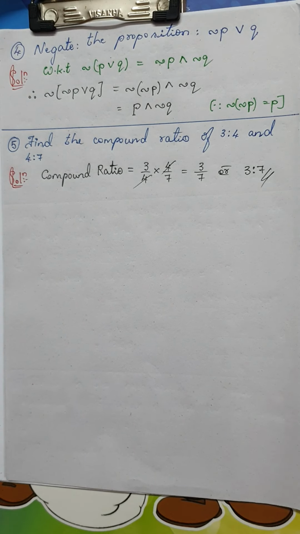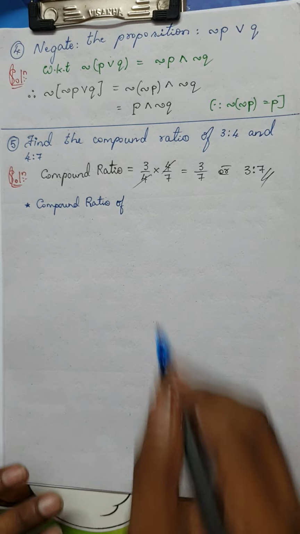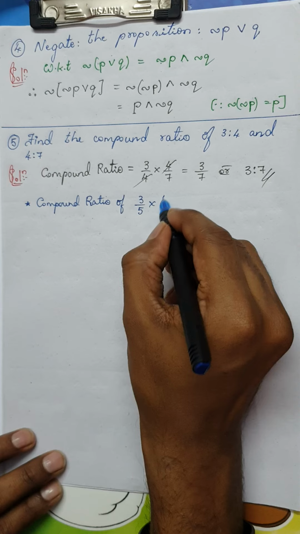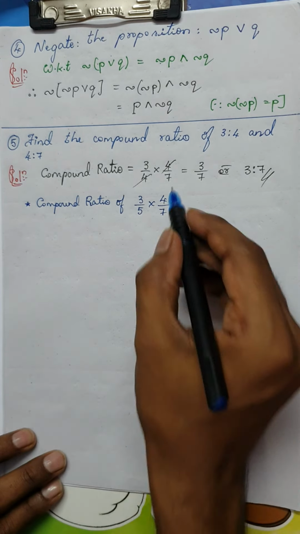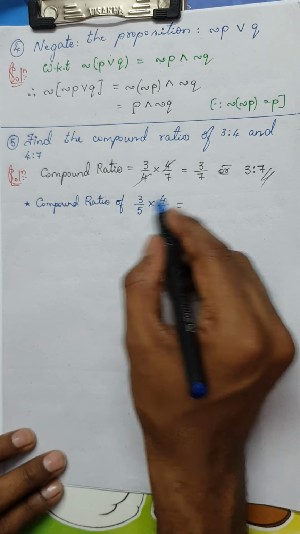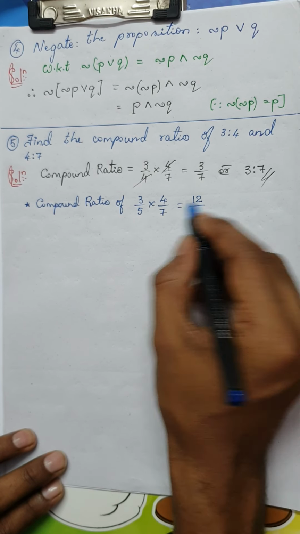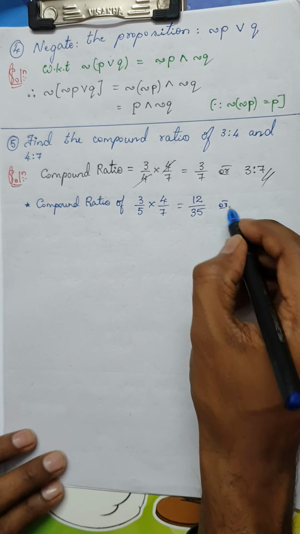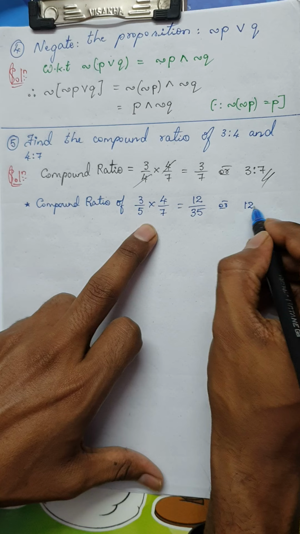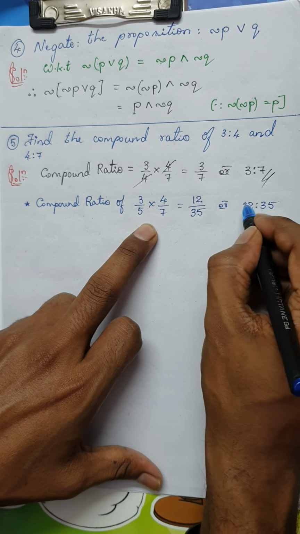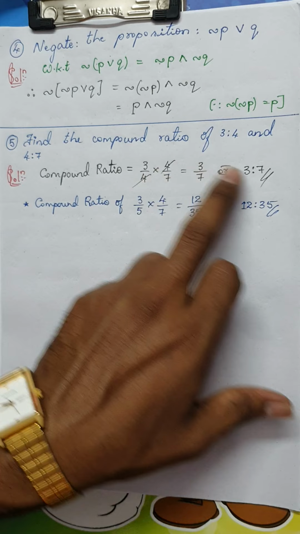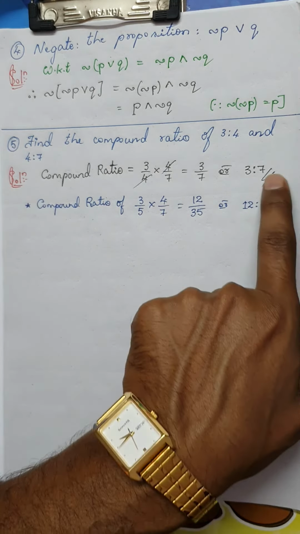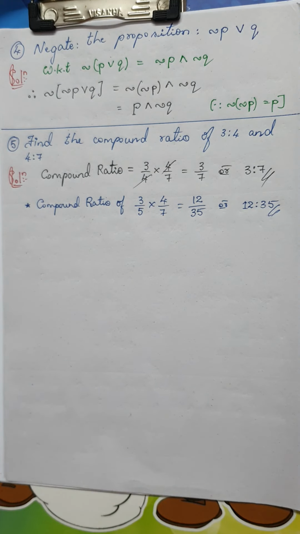It's very simple. In case you have the compound ratio of 3 by 5 and 4 by 7, it would be 3 by 5 into 4 by 7. Now you cannot cancel anything, so this would be 3 4s are 12 divided by 7 5s are 35. So the compound ratio of this is 12:35. Here it is cancelable, so it is cancelled. Otherwise just multiply and keep it as it is. For this question, the compound ratio is 3:7.